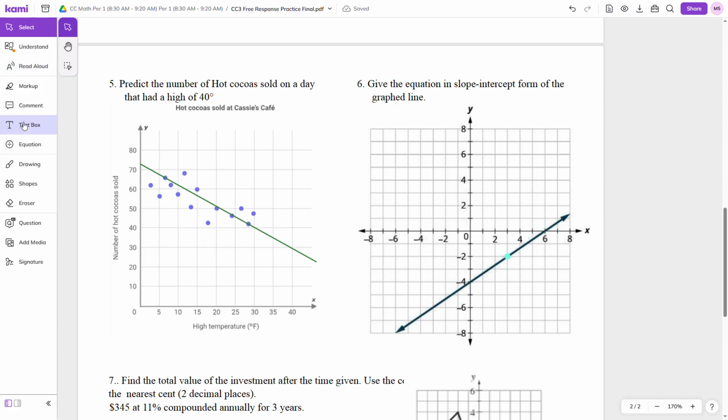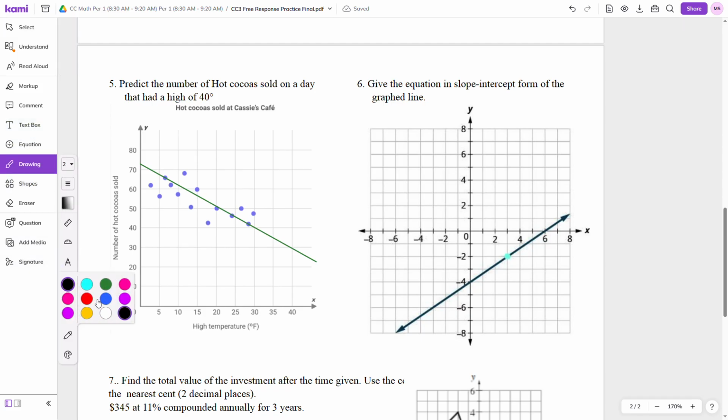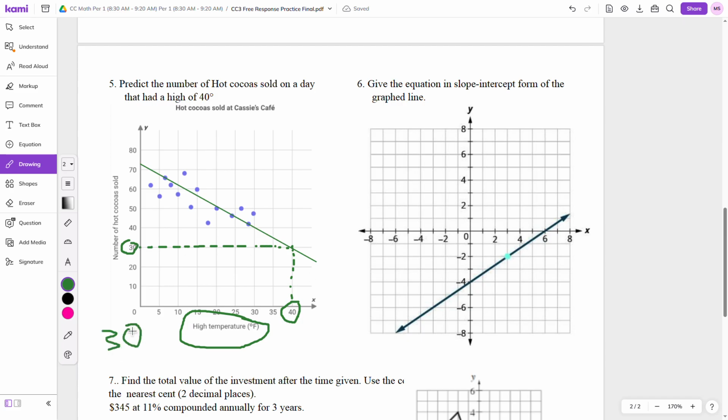And they want to know how much did they sell on a day that had a high of 40 degrees. Well, where's degrees? Look at the label. Oh, degrees is down here. Okay, so 40 degrees is what they're looking at. So we're just going to go up to the line, and where we hit, that's when we go to the left. So we hit about right here, and we end up at 30. And that means the answer is 30. And that's it. Once you have the line of best fit, it's pretty simple.